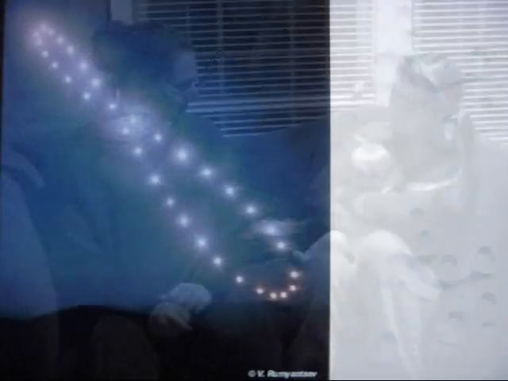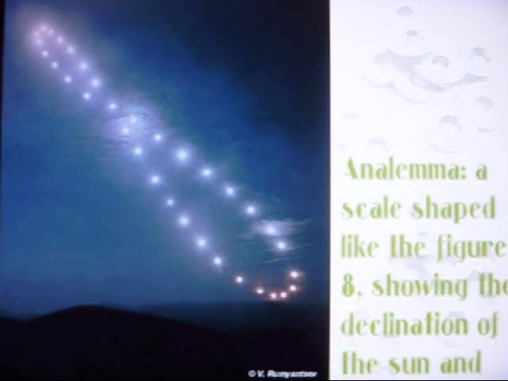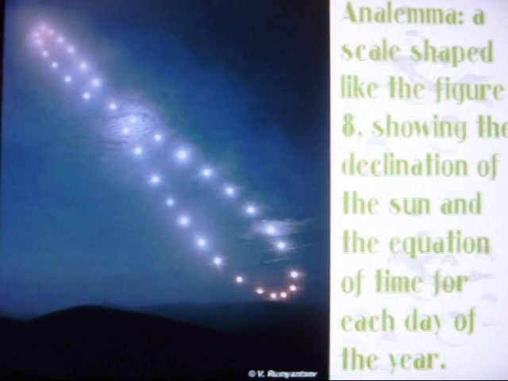And wait, analemma. You forgot analemma. Of course I forgot. I always forget. Analemma. Well, analemma is a scale shaped like the figure 8, showing the declination, as I'm about to teach you, of the sun in the equation of time for each day of the year. It's like an 8 in the sky.